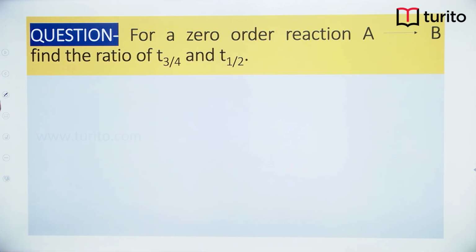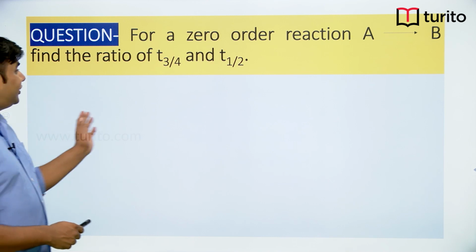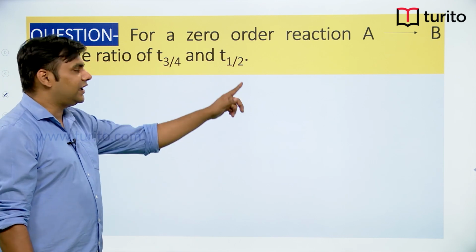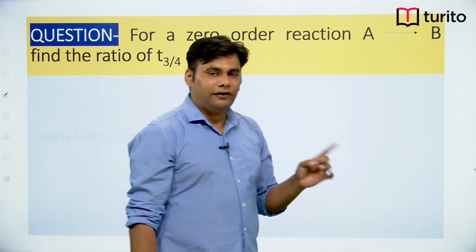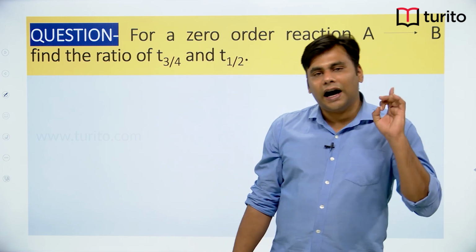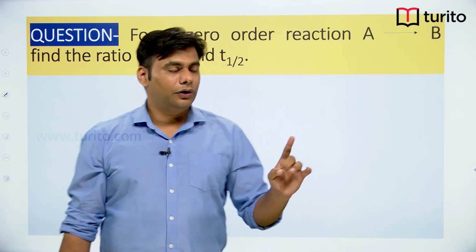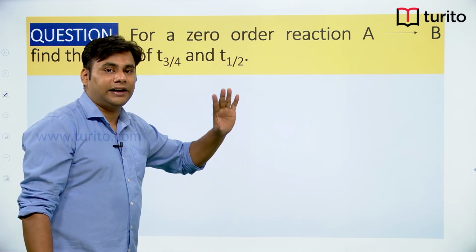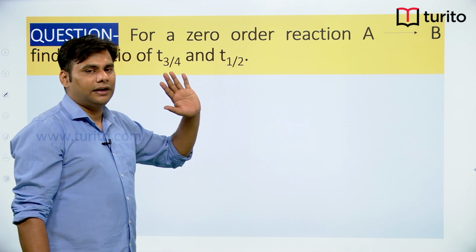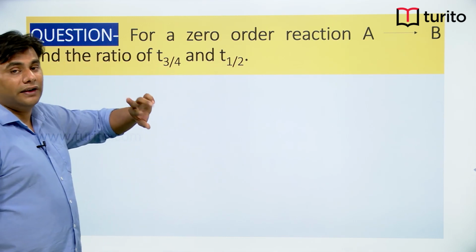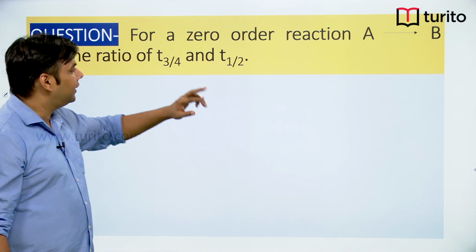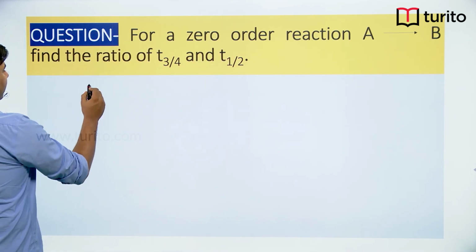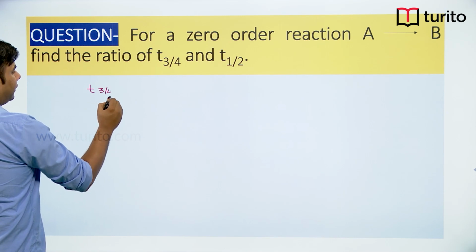Now, this says that for a zero order reaction A changing into B, find the ratio of T 3/4 and T half. Now what is T half? T half is called the half-life time period. It is the time when half of the reactant has reacted. T 3/4 is when 3/4 of the reactant, that is 75% of the reactant, has reacted, and T half is when 50% of A has reacted. We have been asked to calculate their ratio.